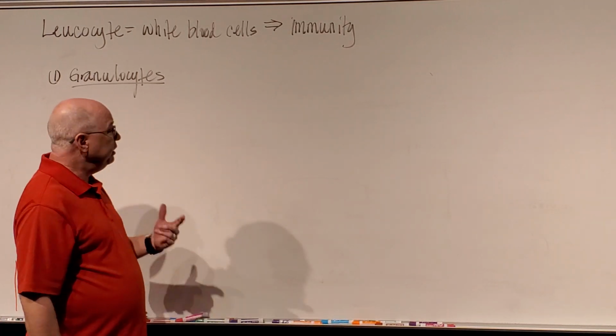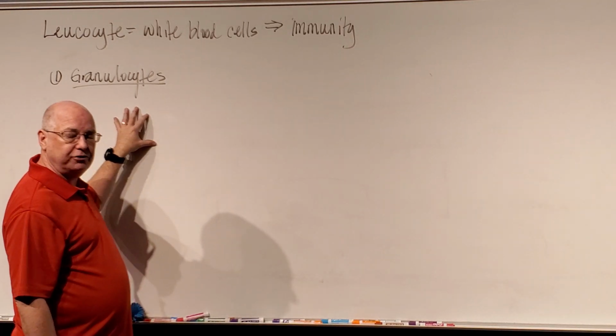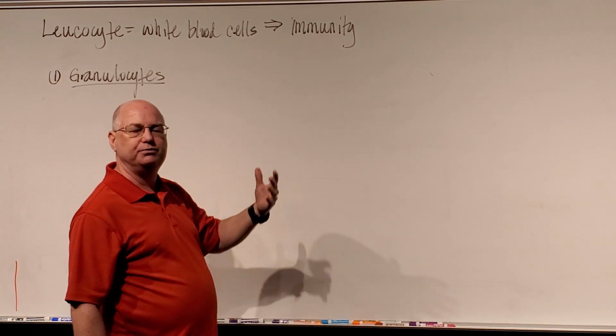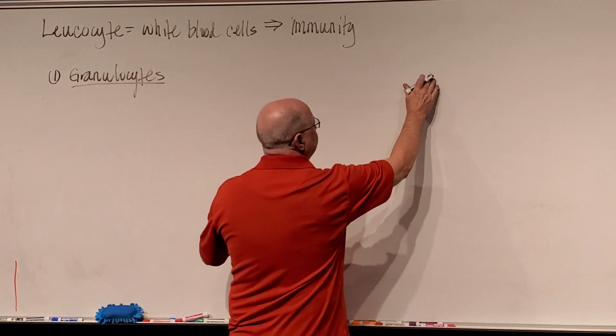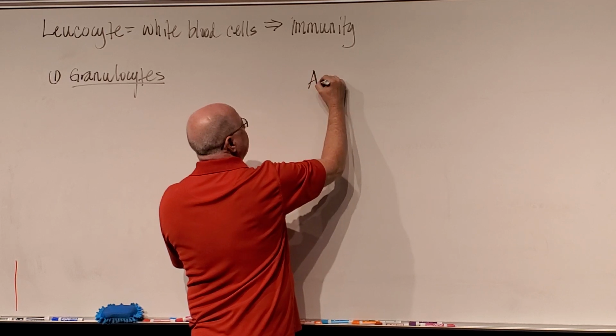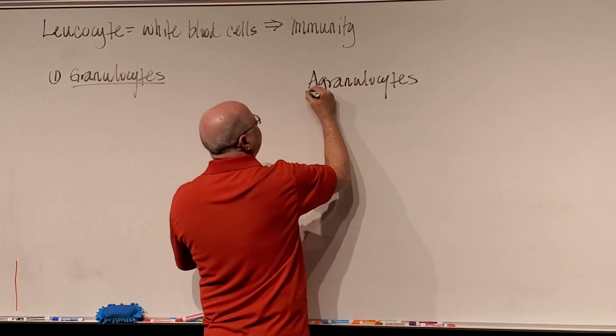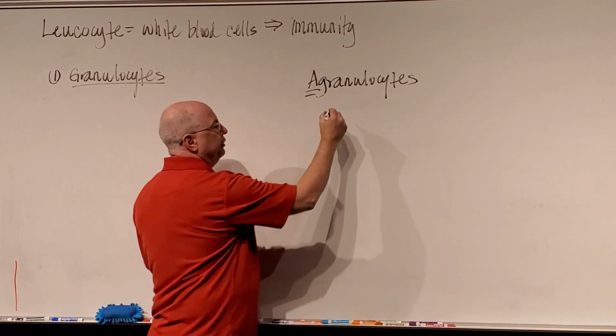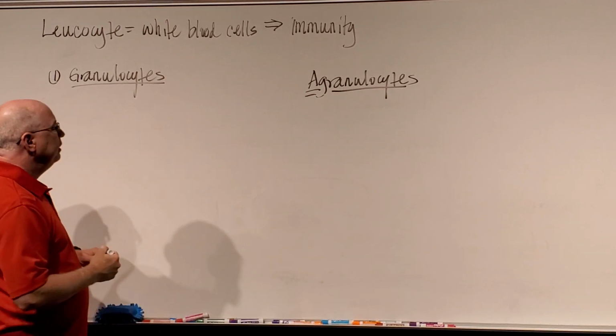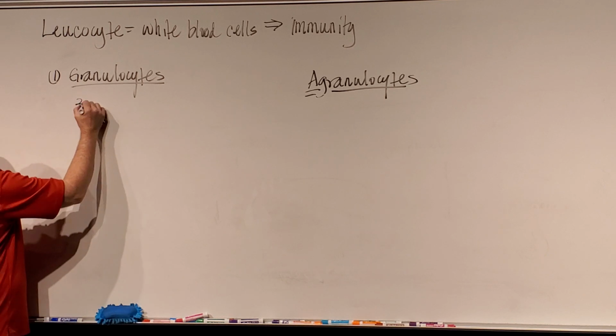So when we look at the granulocytes, they have lots of granules in their cytoplasm. I'm going to draw them out. This would be for lab also. The second major class is called agranulocytes. Agranulocytes, A meaning not or without. So, when it comes to the granulocytes, there's 3 types.